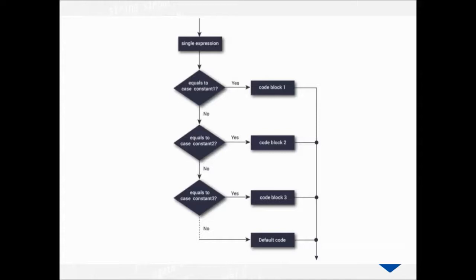it goes to the break, and we come out of the case body. But if it is not equal to case constant 1, then it enters into the case constant 2, where the condition is checked. If the condition is true, then we enter into the code block of case constant 2. If the condition is not true, then we check the case constant of 3.